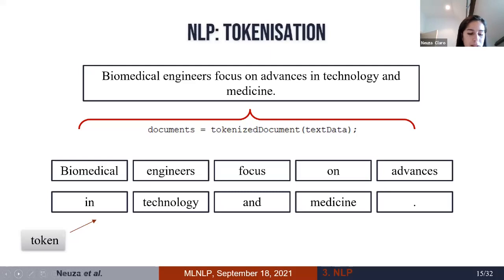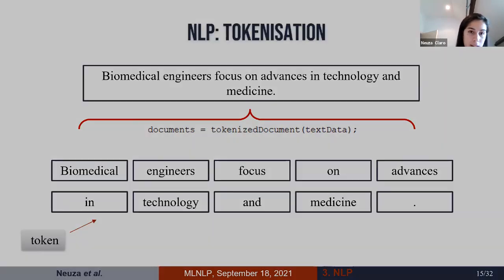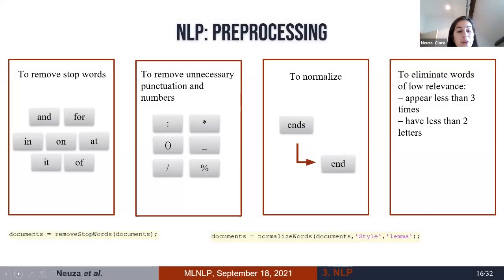Next, every document is converted into a tokenized structure. Every word, number, or symbol is a token. A token is a chain of characters. After you get the tokens, we do some preprocessing steps. We remove the stop words. This is a function of MATLAB, where the words list is predefined.